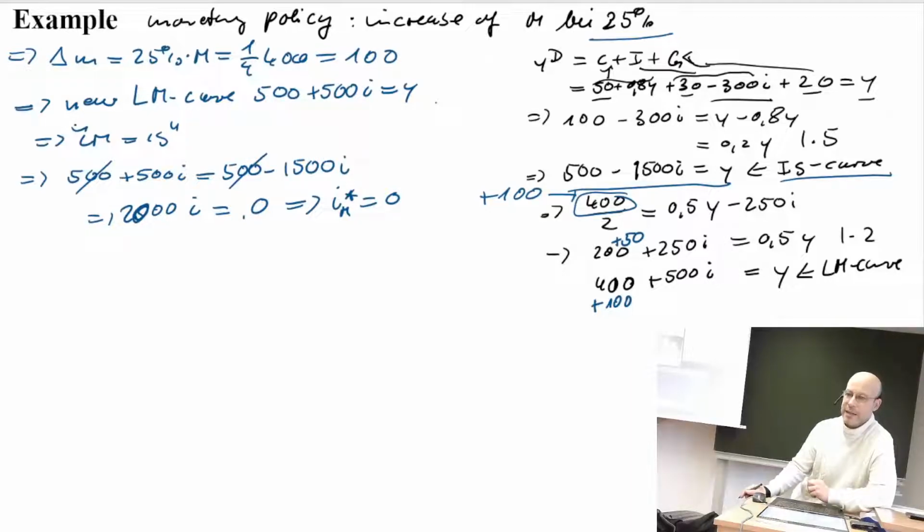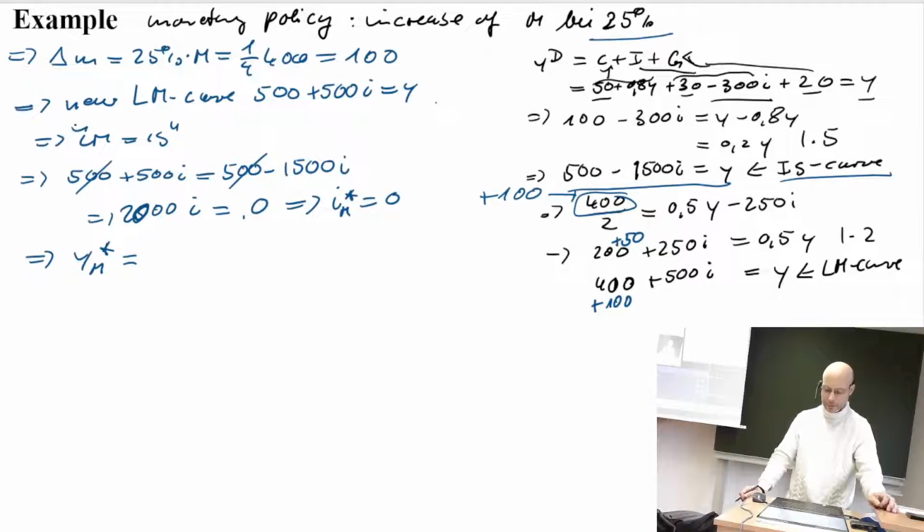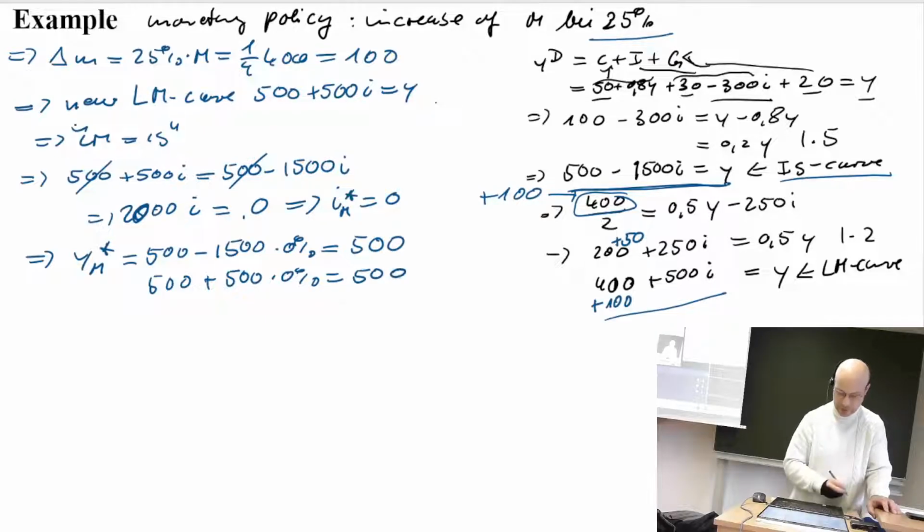How do we obtain then the new equilibrium income? What do we have to do? Yes, so we can insert in the IS curve or we insert in the LM curve. And then, of course, we have here 500 minus 1500 times 0% is 500, and of course 500 plus 500 times 0% is also 500.